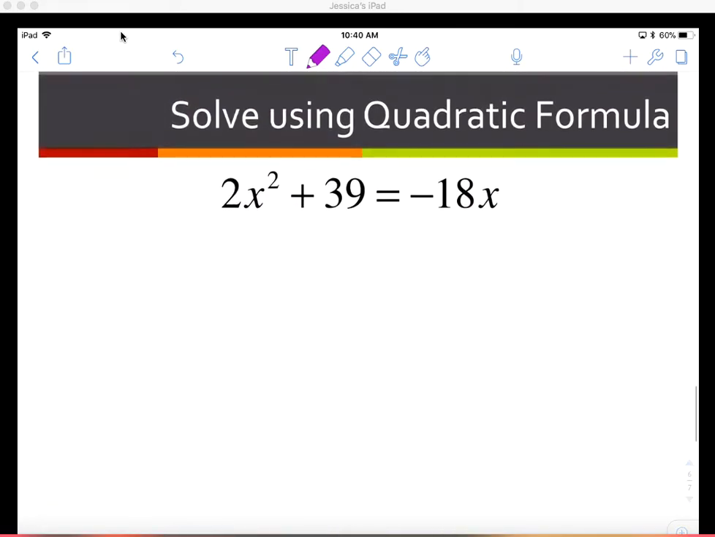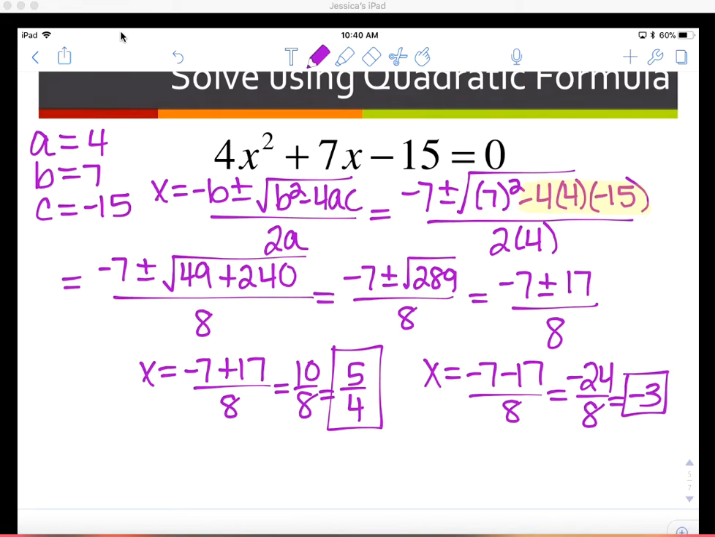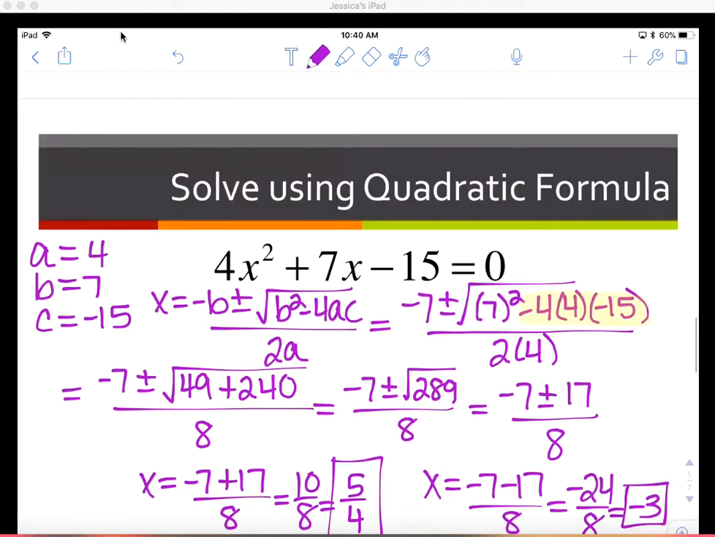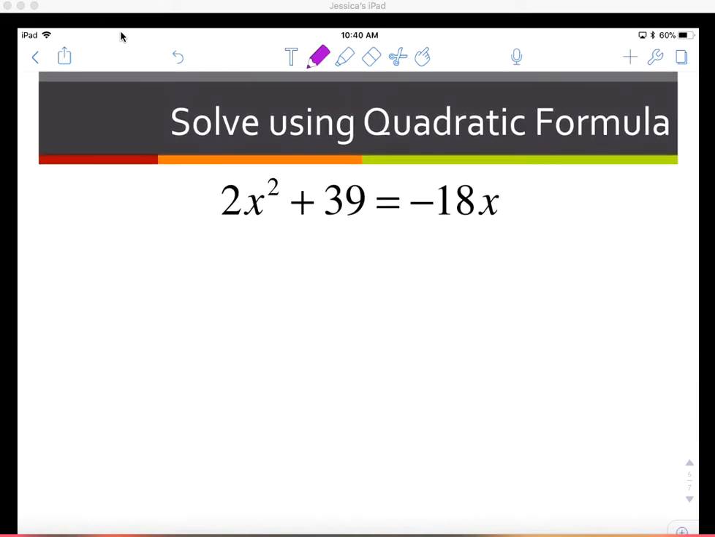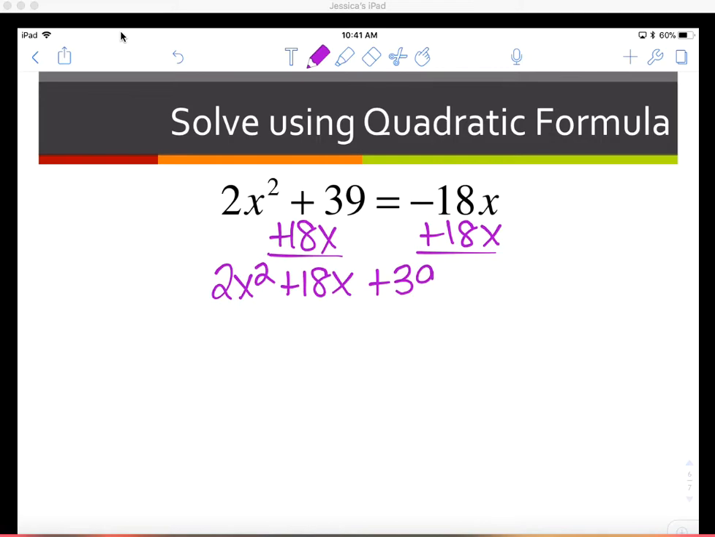Our last example is 2x squared plus 39 equals negative 18x. If you notice, this is different from the other ones we did because it's not set equal to 0. All of the other problems we did were already written in standard form, with x squared first, x in the middle, and then your constant. Before we begin on this one, we need to move the 18x to the other side. So the opposite of negative 18x is positive 18x. But when you move that over, be careful, you want this to be in the right order. So we're going to write this as 2x squared plus 18x plus 39.